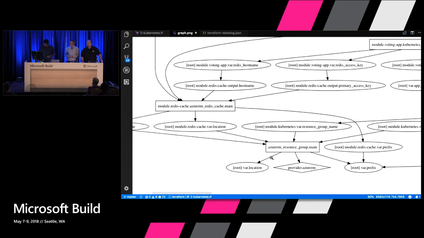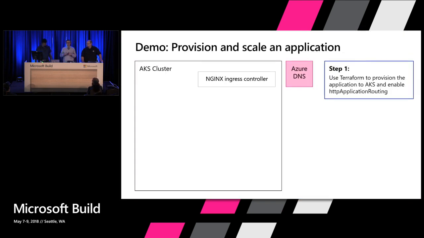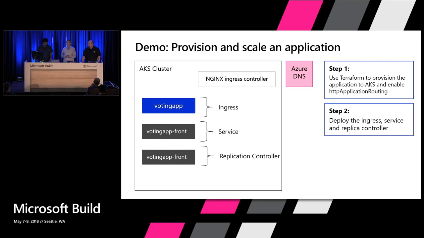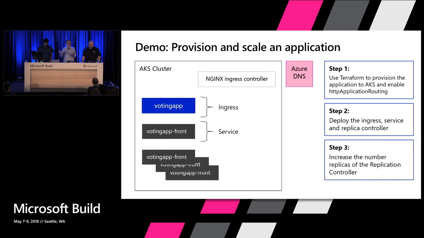Flip back. So very briefly, I want to review what we have just done. We had an AKS cluster with an Nginx ingress controller that is piloting the Azure DNS to have the HTTP application routing. Then we've deployed the app with an ingress, a service, and a replication controller that talks to the DNS that we have through the HTTP application routing property. And then we've scaled out the voting app so that if we have thousands of people or a Black Friday type of event in your country, then you can scale correctly.